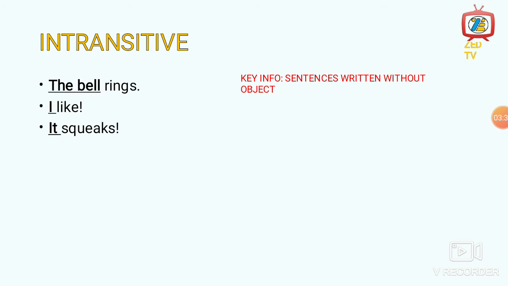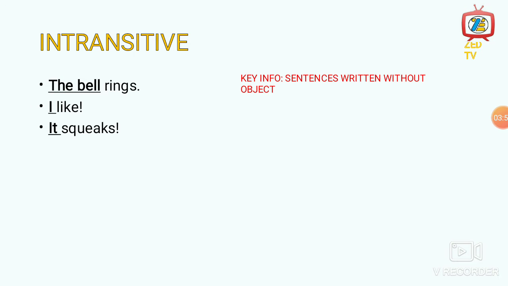Contrary to transitive verb, we have the intransitive verb. What is an intransitive verb? Intransitive verb is often identified as the verb that cannot be followed by what or who. It doesn't allow direct object. It is written without its object. For example, the bell rings. I like. It squeaks. And it forms a very short sentences.